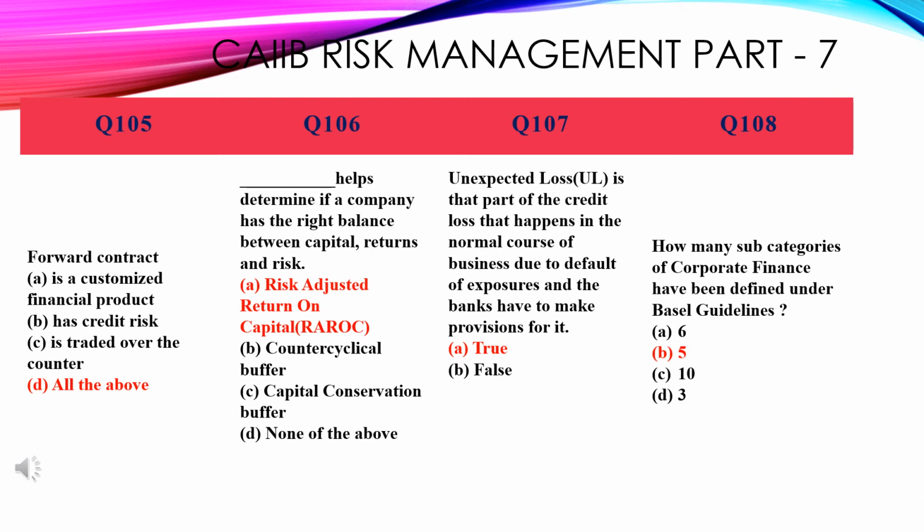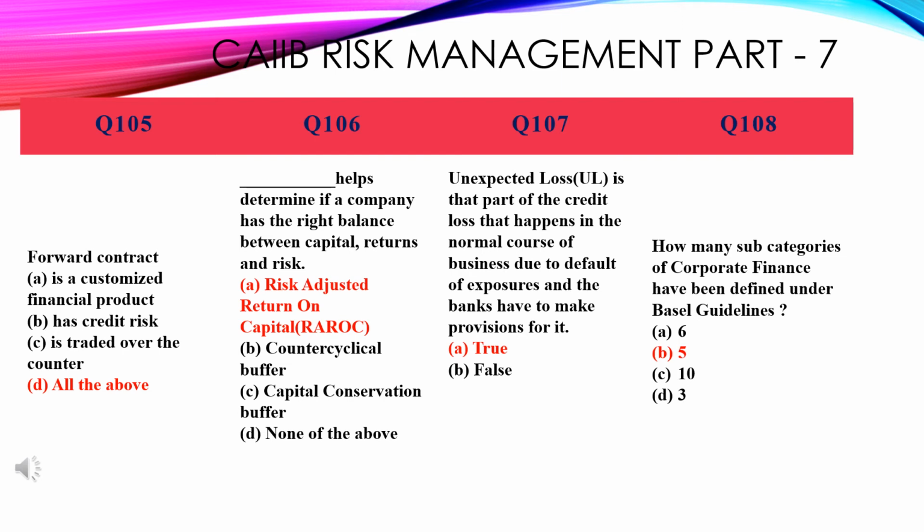Now, this is just for your understanding. Then the next question is, how many subcategories of corporate finance have been defined under Basel guidelines? There are 4 options: first is 6, second option is 5, third option is 10 and the fourth option is 3. So see here, the option is B, 5.